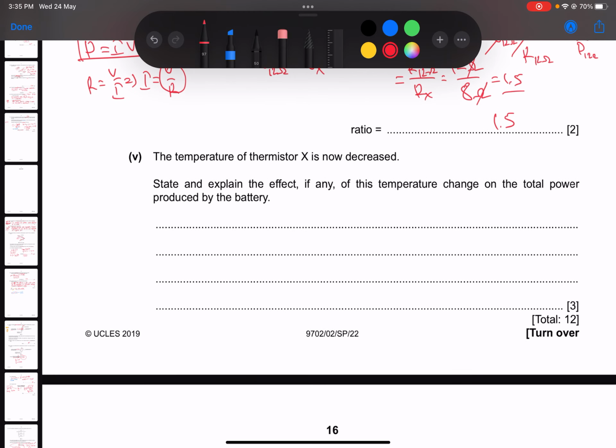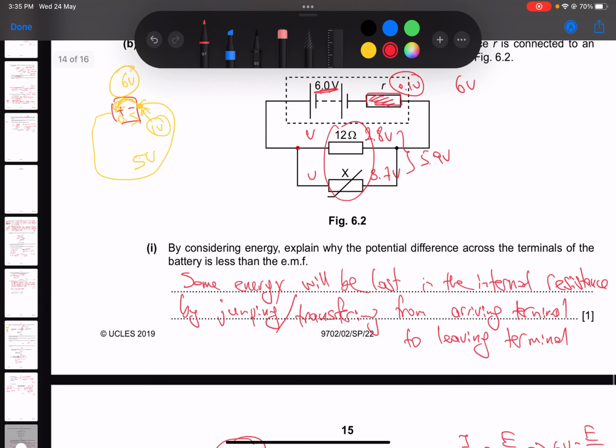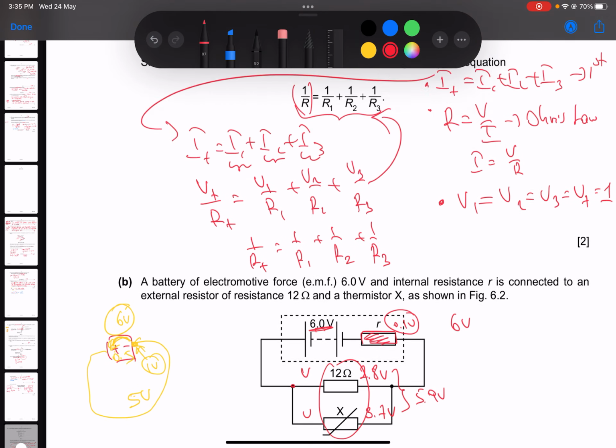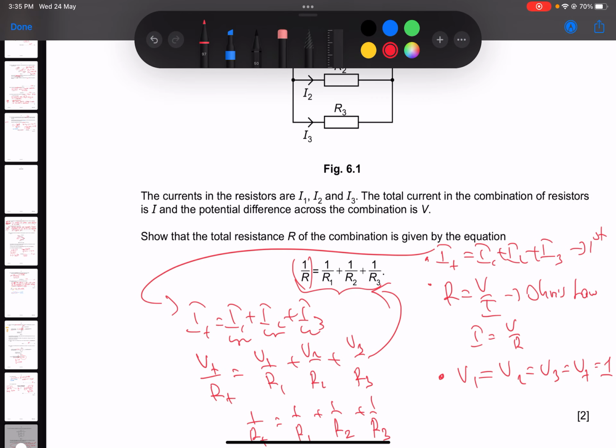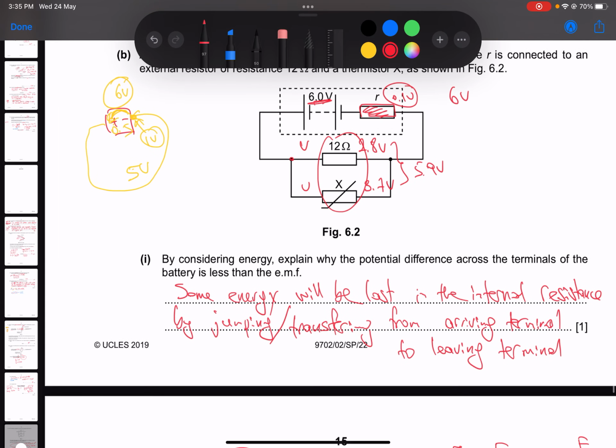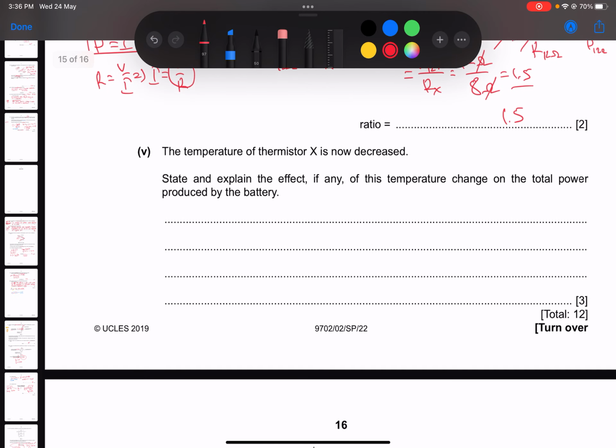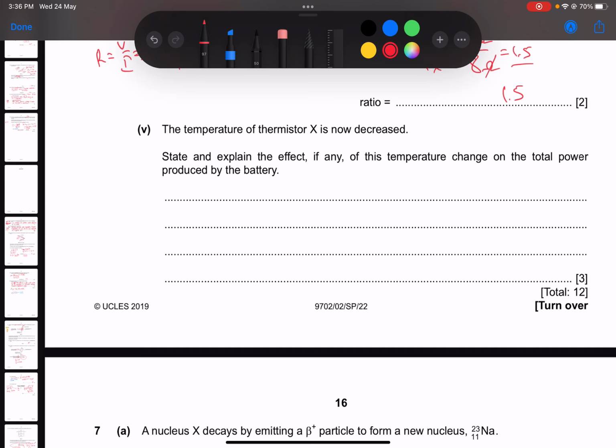All right. The temperature of the thermistor is now decreased. State and explain the effect, if any, of this temperature change on the total power produced by the battery. Now guys, temperature and resistance, are they specifying anything? They just give thermistor, because we have NTC and PTC basically. So probably it's NTC. They didn't mention, and most of you study NTC. So the thermistor is NTC.